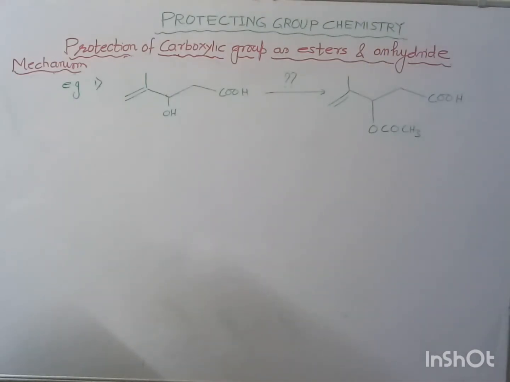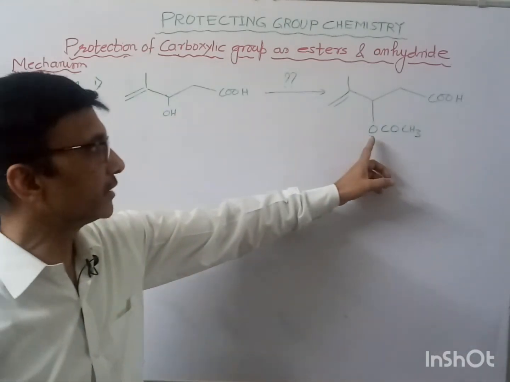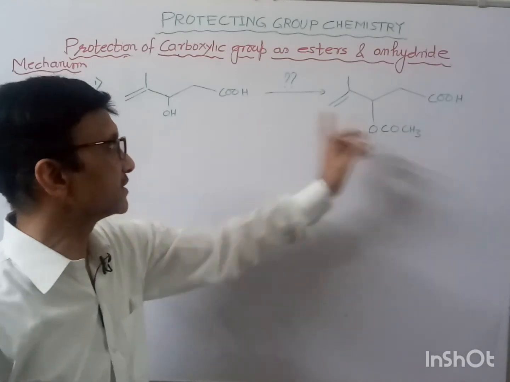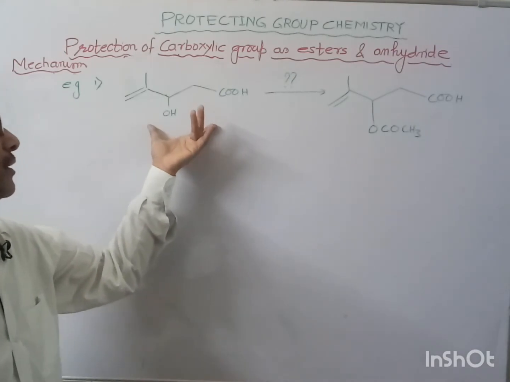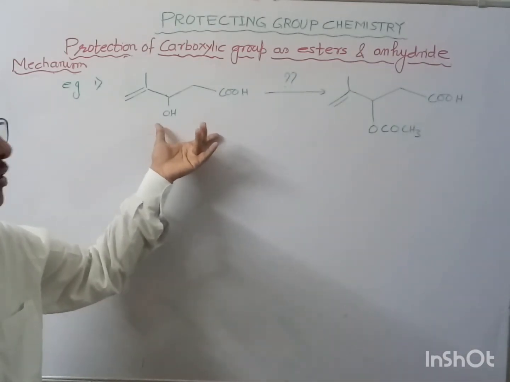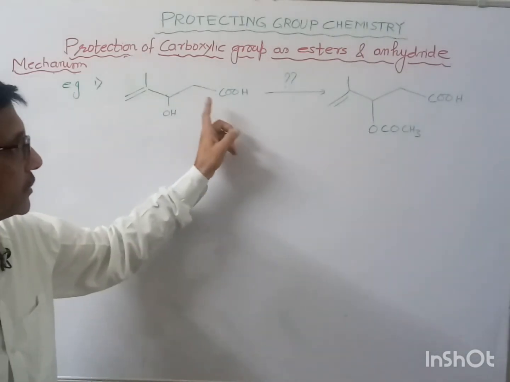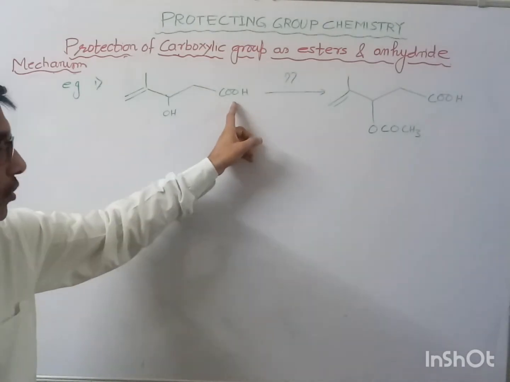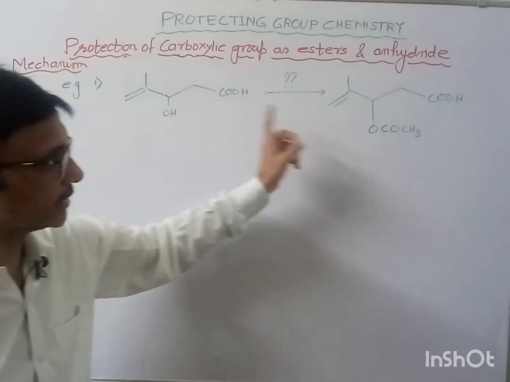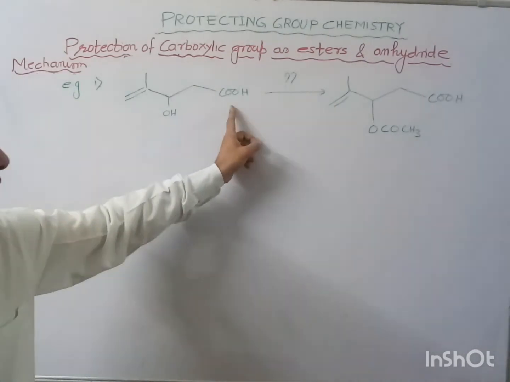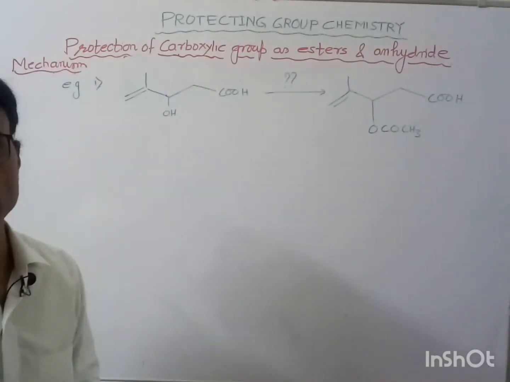So here if you see, this OH is acetylated to get this acyl group, OCO. Now suppose we react this molecule with acetic anhydride or acyl chloride, then what will happen? This OH will get acetylated, and this COOH will also get acetylated. So if we do the acetylation, this will also undergo acetylation. That's why this COOH should be protected.